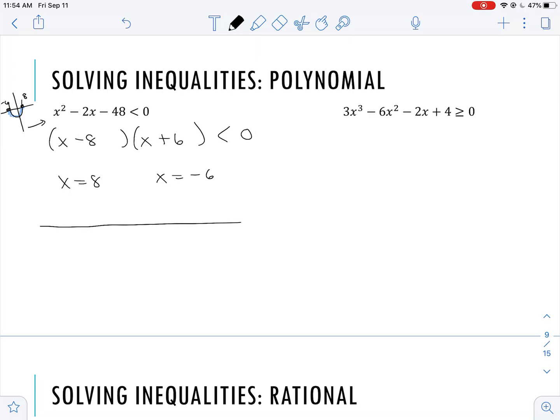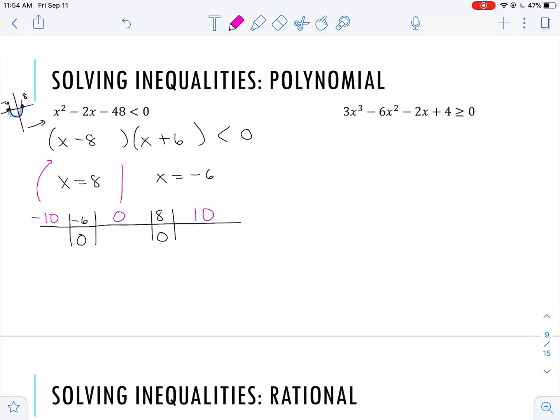What I typically do for these problems, if I don't know what the graph looks like, is make a sign chart. You can think of it as a number line. -6 comes first on the number line, and 8 comes second, and I know at both of those places my parabola is at 0. I'm going to test what happens to the left of -6, so I could test -10. Then between -6 and 8, I could test 0. And then to the right of 8, I could test 10.